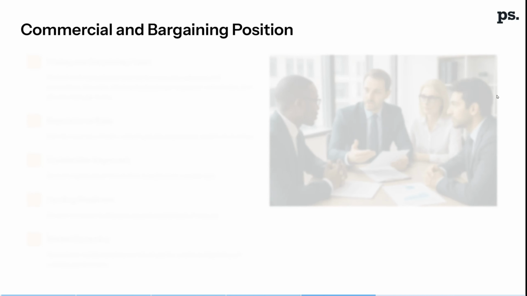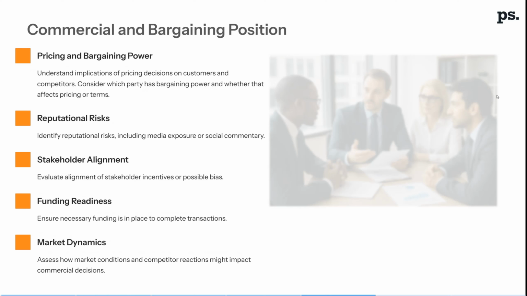Commercial and bargaining position. So think about pricing and bargaining power. Understand the implications of pricing decisions on customers and competitors. Consider which party has bargaining power and whether that affects the pricing or terms. You can look at reputational risks. Identify reputational risks, including media exposure or social commentary. Stakeholder alignment. Evaluate alignment of stakeholder incentives or possible bias.